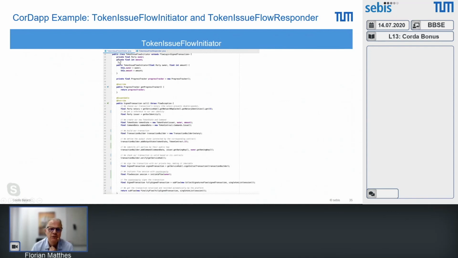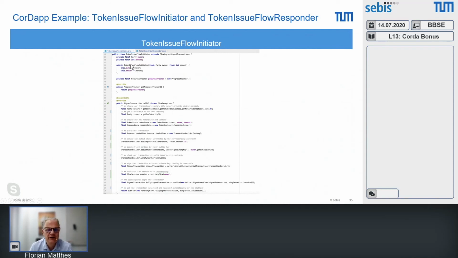Again, we now have two essential parameters. If we create such a flow, we want to define who should be the future owner of the coins and how many coins the future owner should get. And the initiator of the flow is also the issuer of the token. So the constructor only gets two arguments, namely the party that should become the owner. It's an object of type party. It's a final element. It cannot be mutated. It's an amount, which is also final. It cannot be mutated. And then the owner and the amount are initialized.